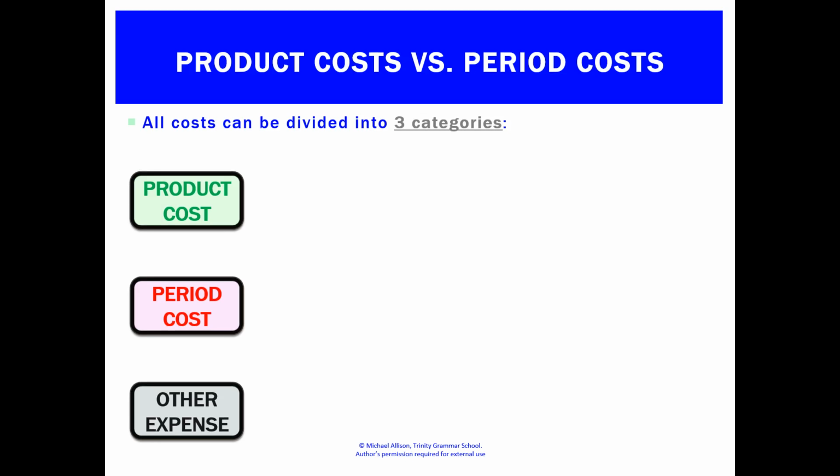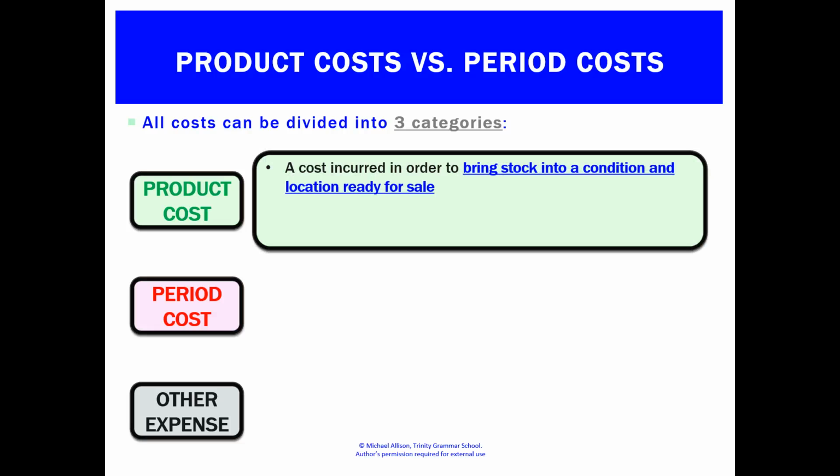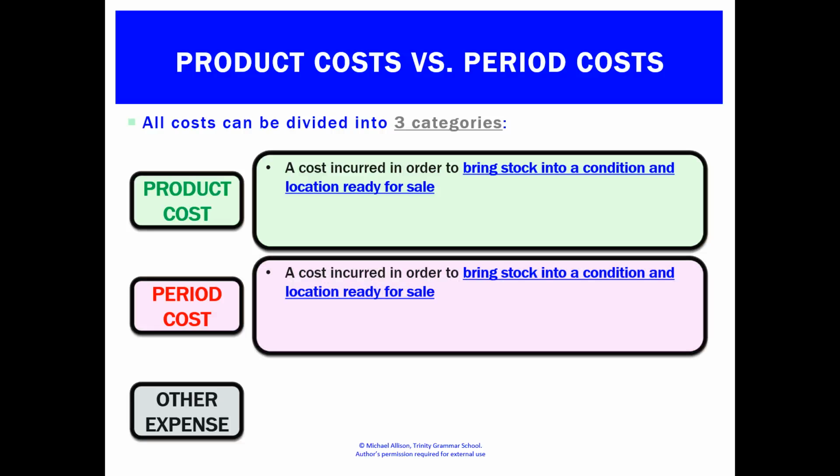So that now gives us some formal definitions. How would we define each of these? So a product cost is a cost incurred in order to bring stock into a condition and location ready for sale. That's actually the exact same definition as a period cost. That's the same thing written twice. There's no difference in them right there. So I guess the question now is, well, how do I finish my definition to make these different? If they're both required to get stock in a condition and location ready for sale, how are they different?